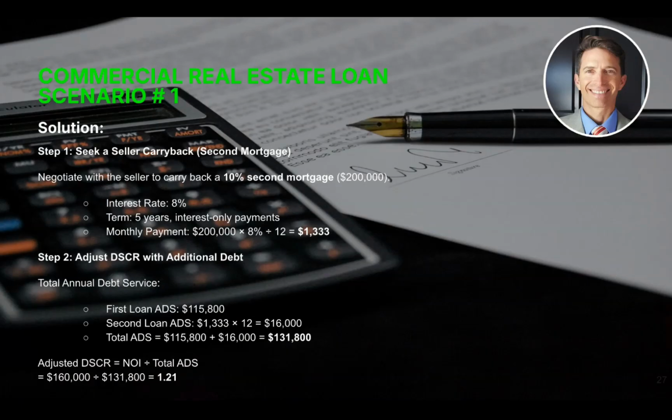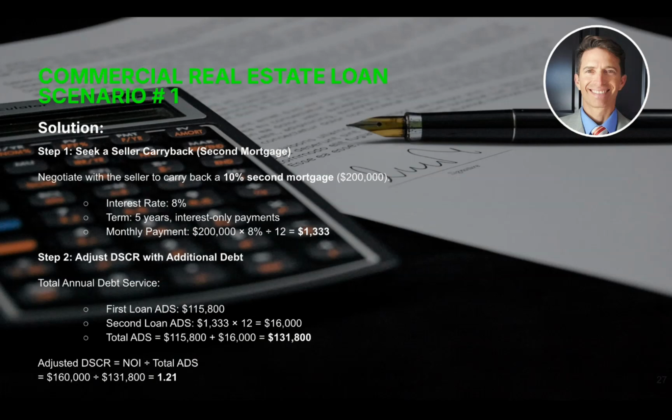Step number one, seek a seller carryback, or a second mortgage. Now, the buyer can go back to the seller and renegotiate and ask them to carry back a 10% second mortgage, or $200,000, because we know that he's short $200,000, and that way he can cover those $200,000. In this case, he could negotiate with the seller a second mortgage with an interest rate of 8% and a term of 5 years, interest-only payments.